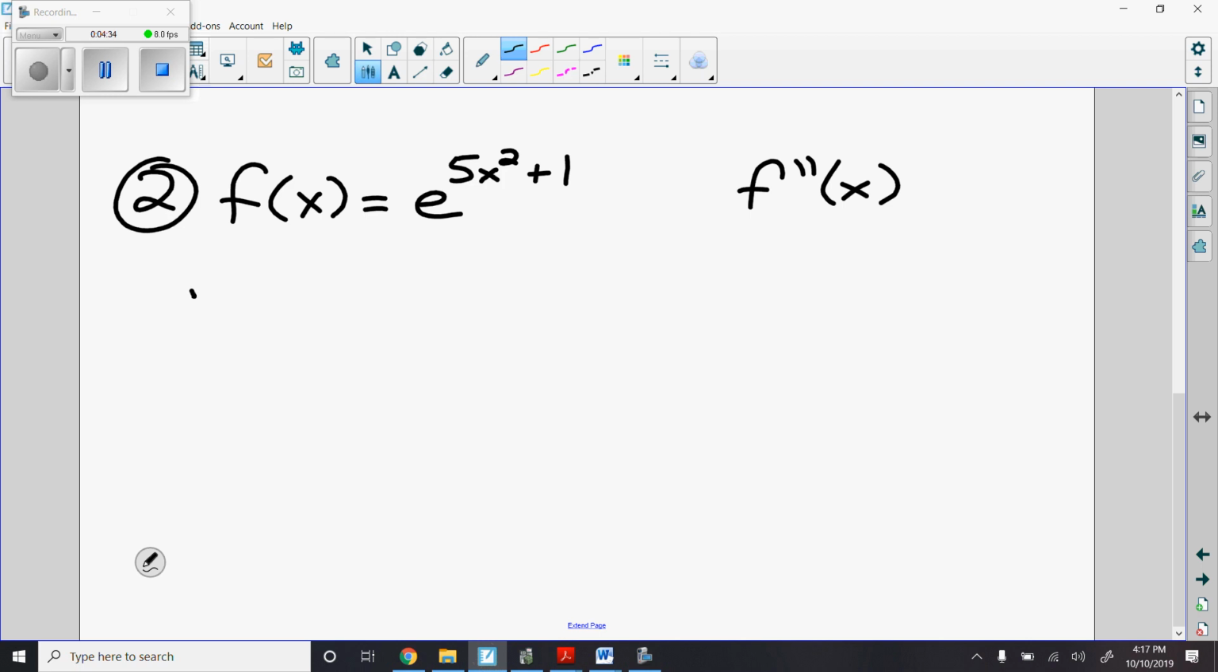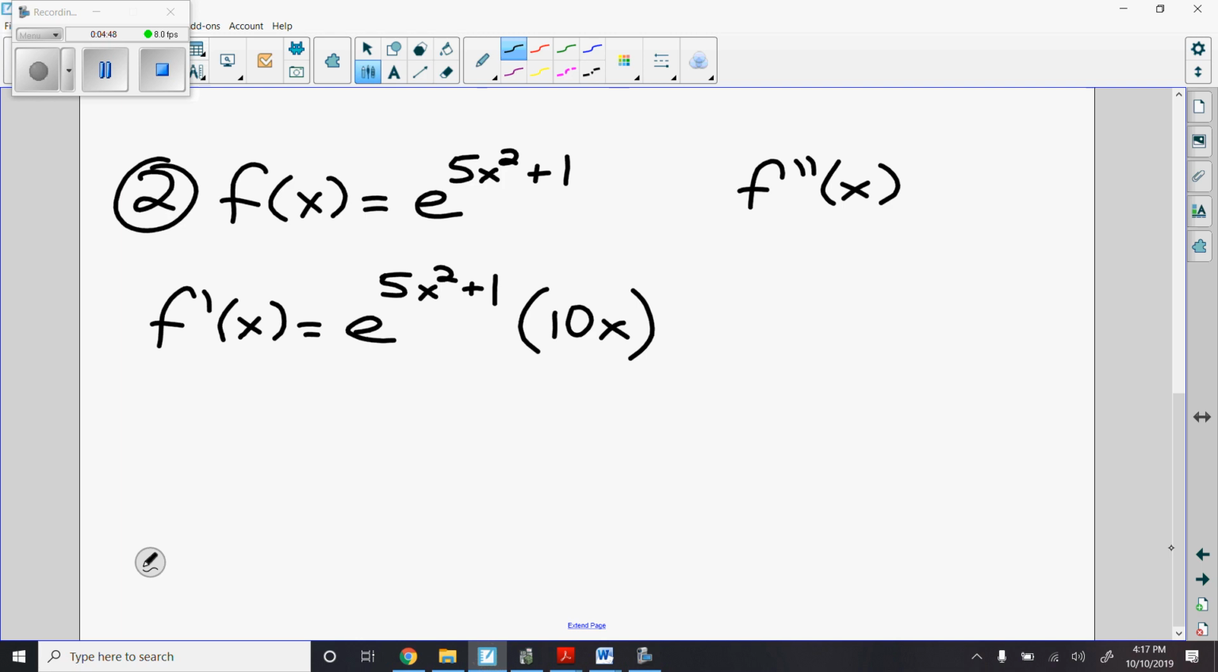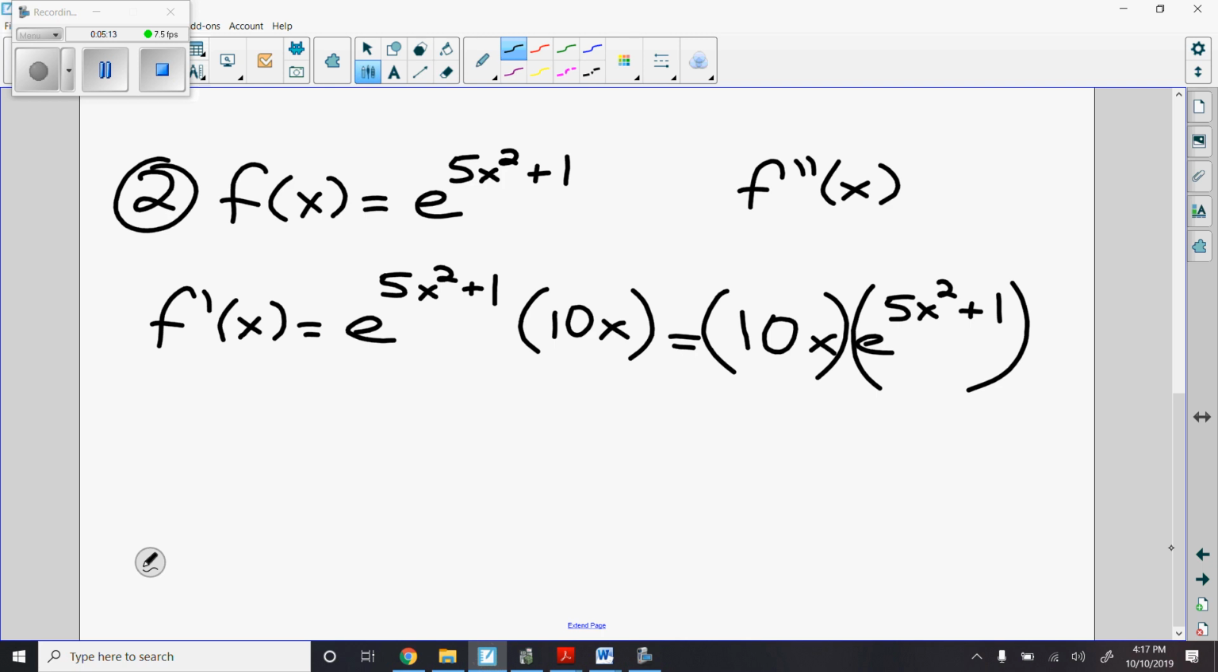So the chain rule says do the derivative of the outside with respect to the inside times the derivative of the inside, which would be 10x. Okay, rewriting that, I'd call this 10x e to the 5x squared plus 1. So that's my first derivative. I had to use the chain rule. But to do my second derivative now, it's going to end up being a hybrid derivative. You need to recognize this as 10x times e to the 5x squared plus 1.